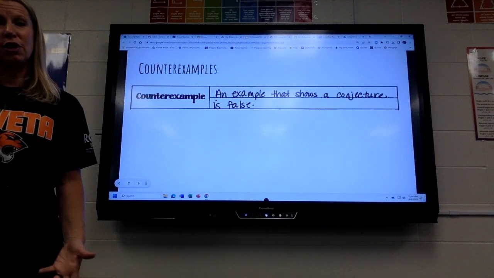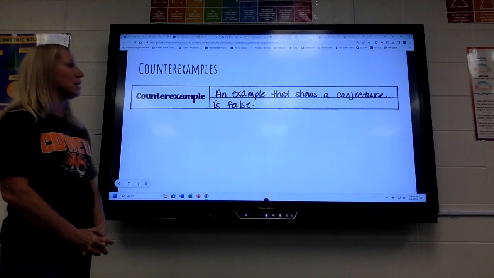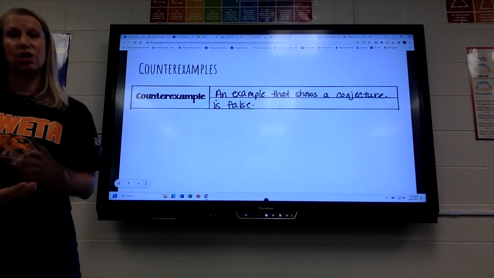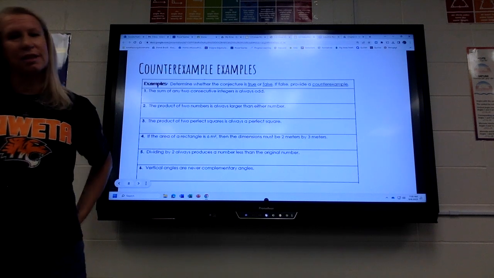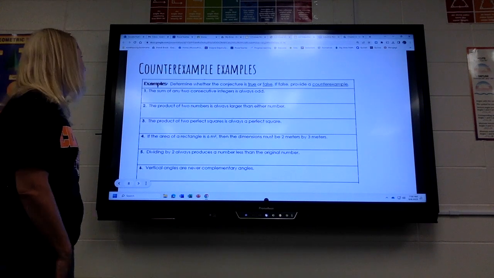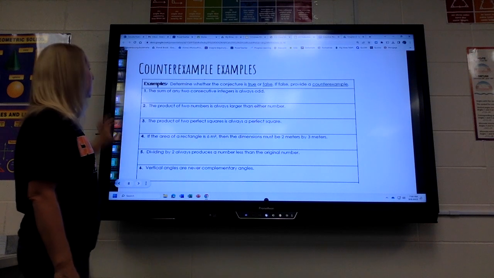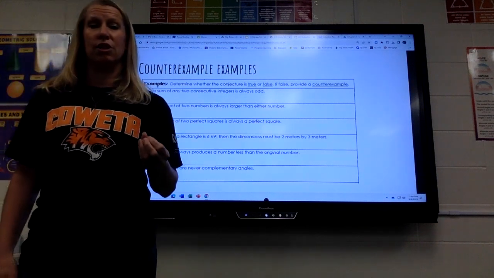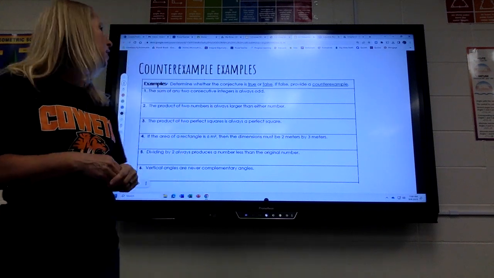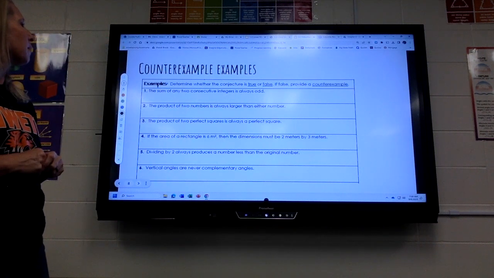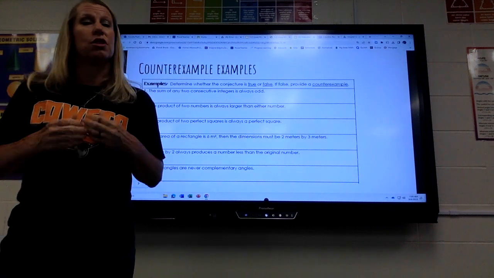Okay, so this is something else for your notes. A counterexample is an example that shows a conjecture is false. So what you have to do on problems like this is you really have to think. Number 1 says, the sum of any 2 consecutive integers. That means numbers right next to each other, like 1 plus 2 or 2 plus 3. It says the sum of any 2 consecutive integers is always odd.